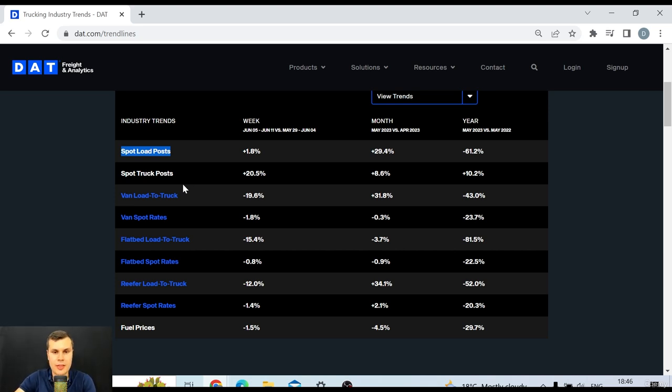So maybe instead of 1,000, you ask them for 1,200 or 1,300, and most likely they will have to provide it to you, just because there's not so many other trucks that can take this load for the same price. So if you follow these statistics, you'll have a better understanding of the market.